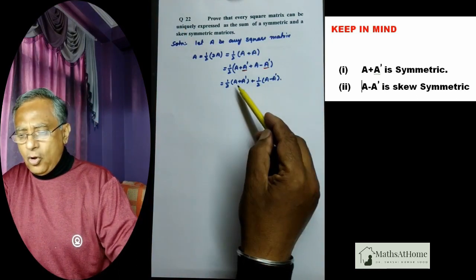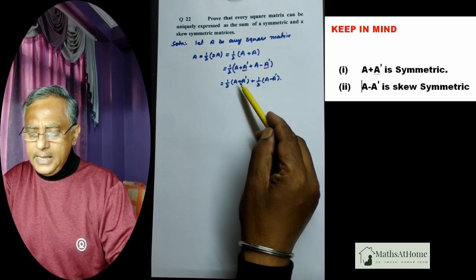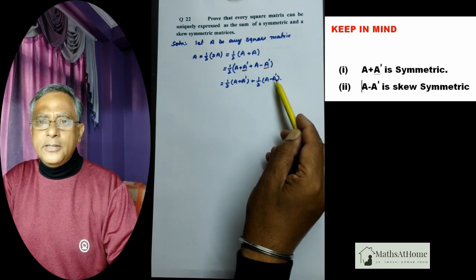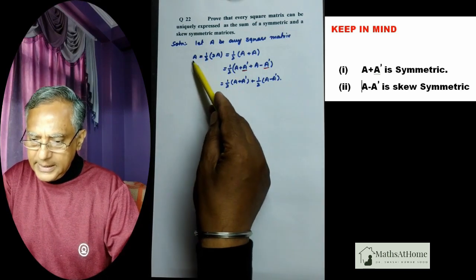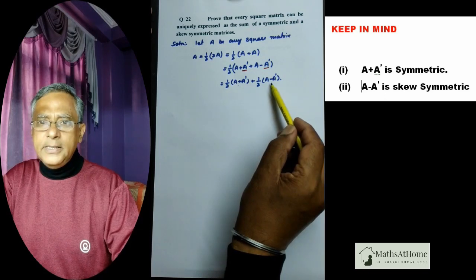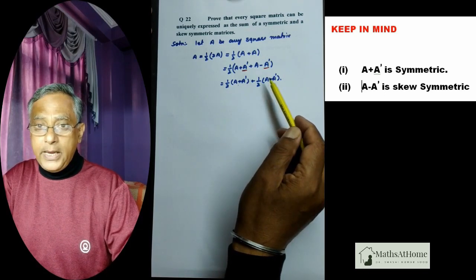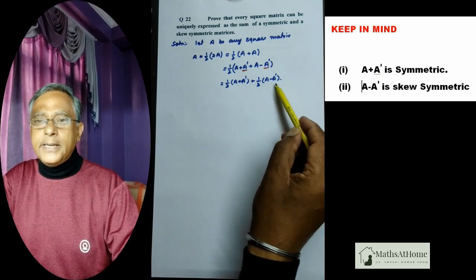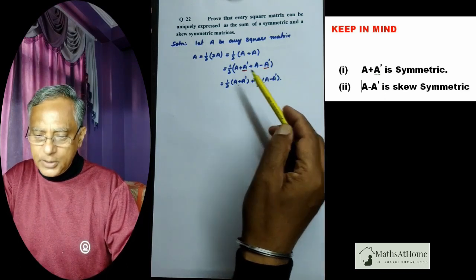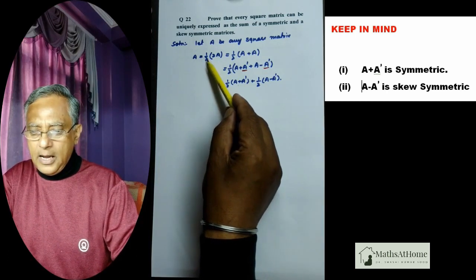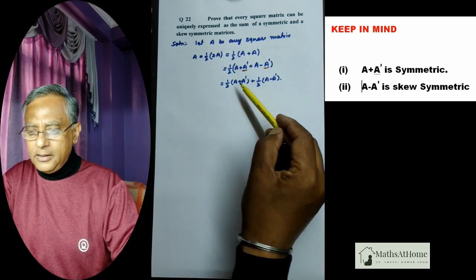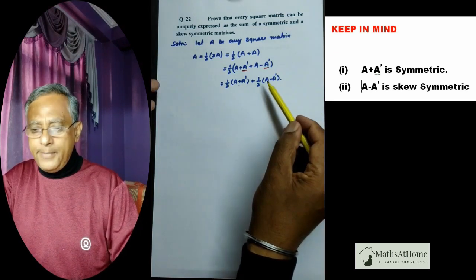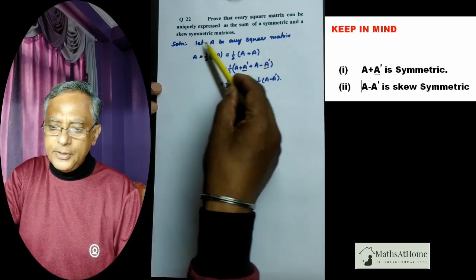And we have already done in a previous question that A plus A dash is symmetric and A minus A dash is skew symmetric. So we have written this as a sum of a symmetric and a skew symmetric matrix. We keep in mind that A plus A dash is symmetric and A minus A dash is skew symmetric. That is why we are writing this as half of this, add and subtract it. This is symmetric and this is skew symmetric. So this is the main idea in doing this step.